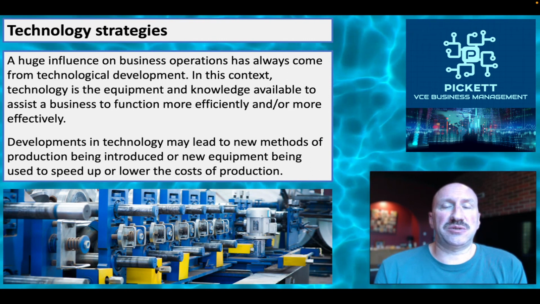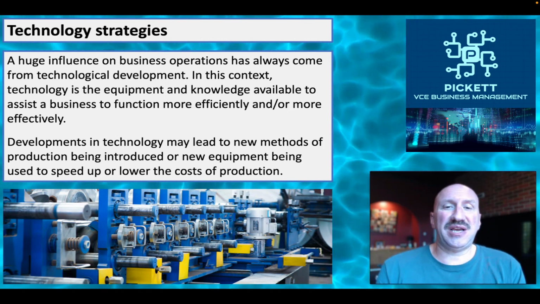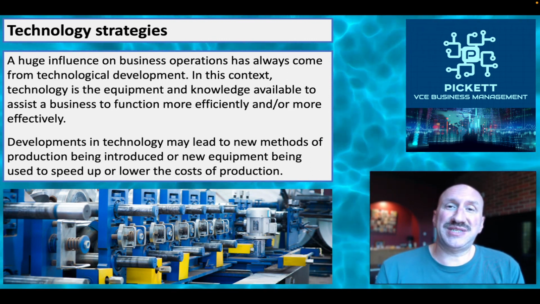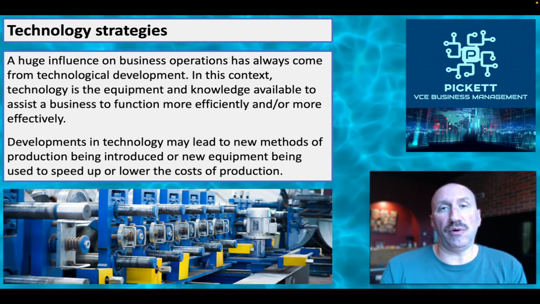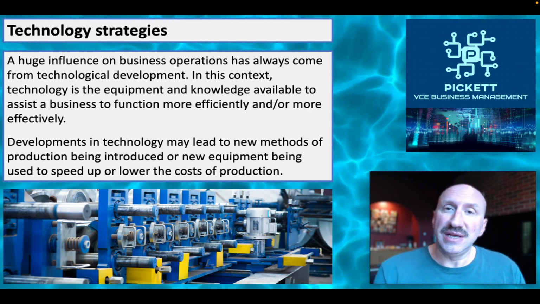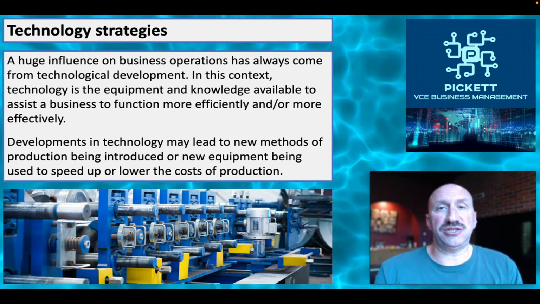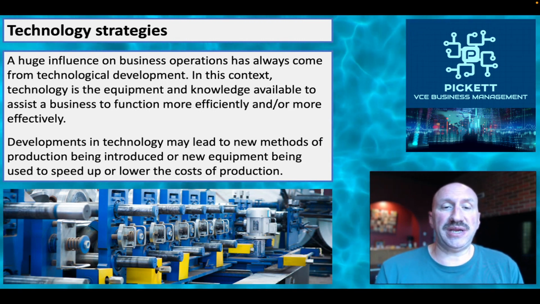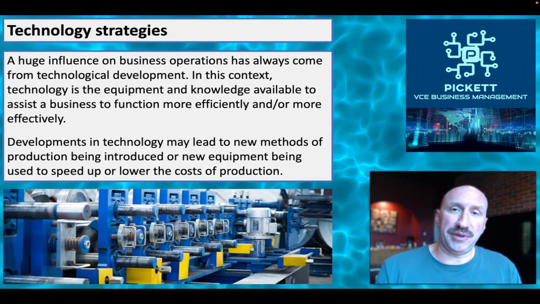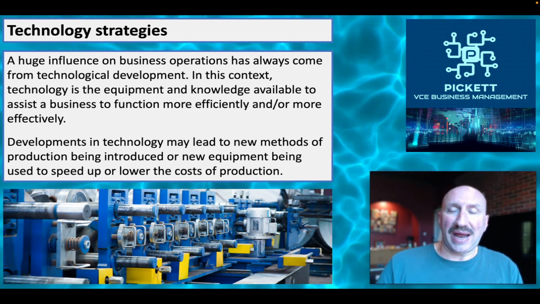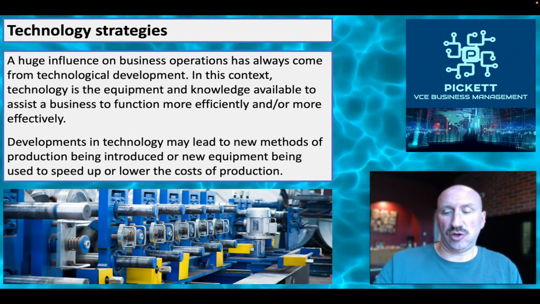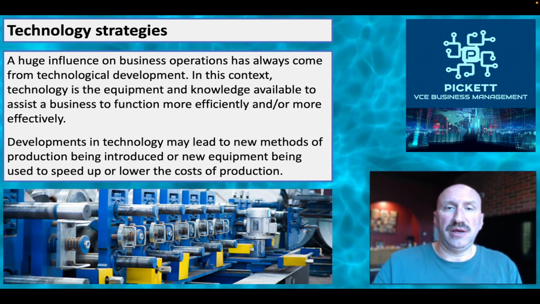In this context, what do we mean by technology? The equipment and the knowledge available to assist a business to function more efficiently and or more effectively. Developments in technology might lead to new methods of production being introduced, new equipment being used to speed up or lower the cost of production, basically. And as we go through this video, you'll see lots of examples of the types of technology that we're talking about.